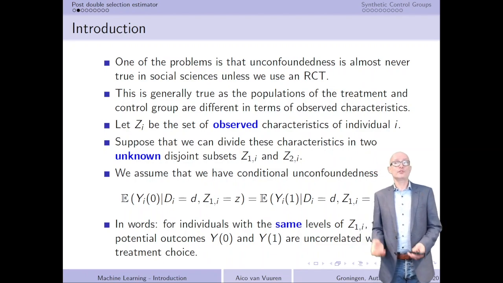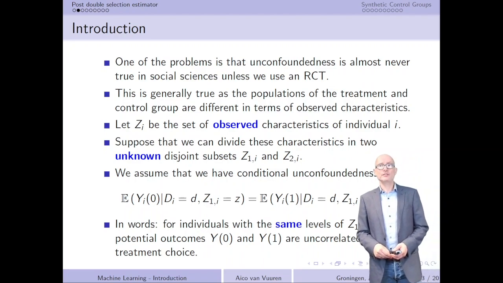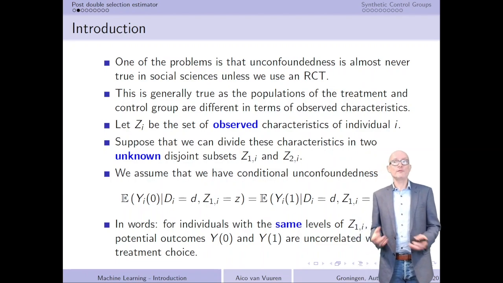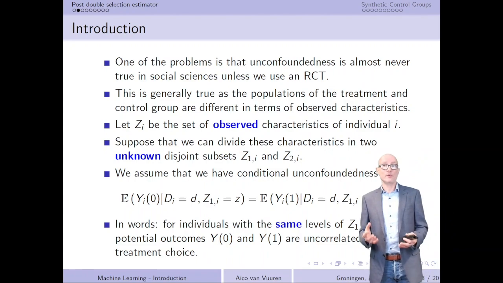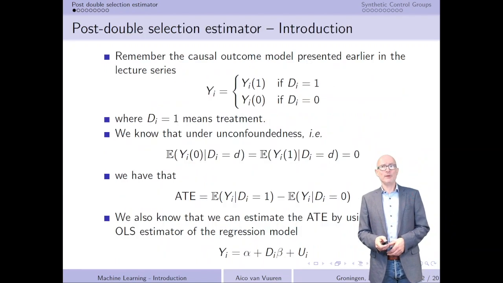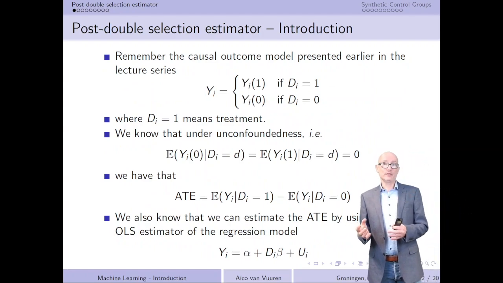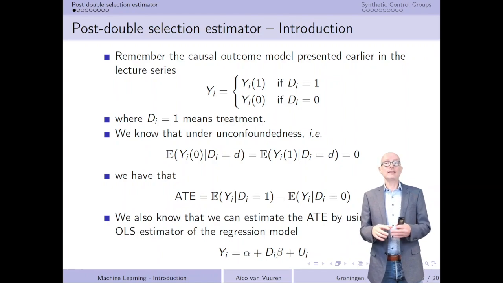Well, that is generally because the populations of the treatment and the control group are different in terms of observed characteristics. When the observed characteristics are quite different from each other, we cannot simply compare the outcomes of the treatment group and the control group with each other. That is impossible.